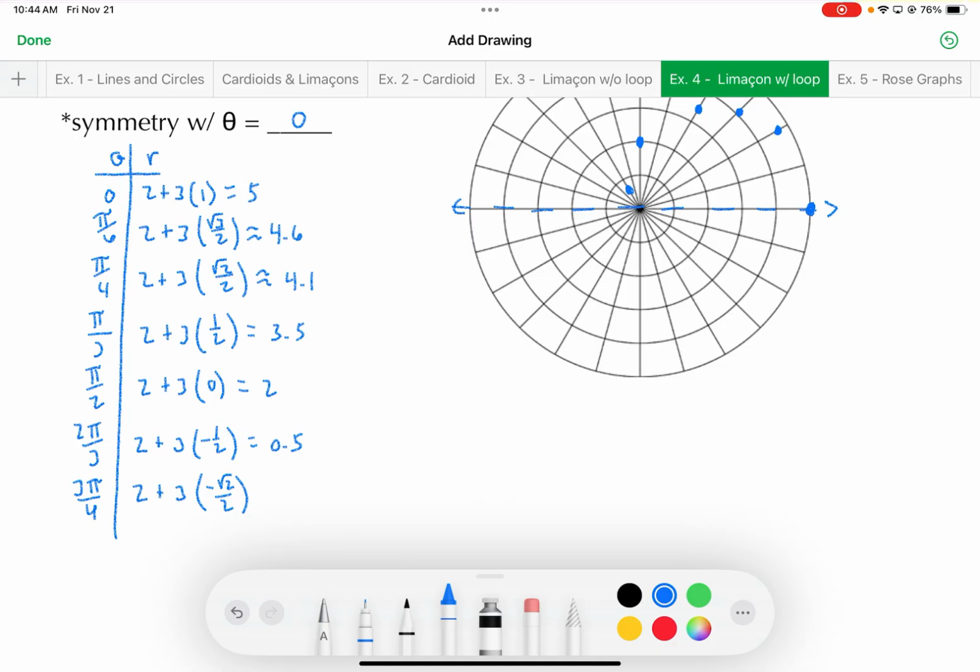Notice all the results so far have been positive for r.